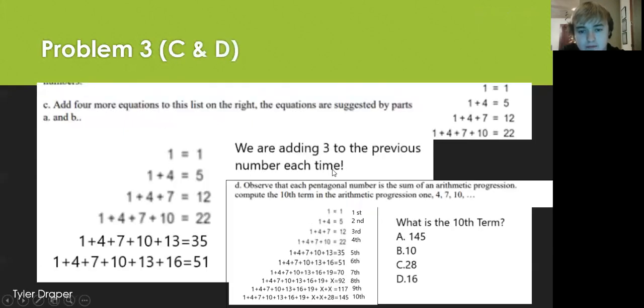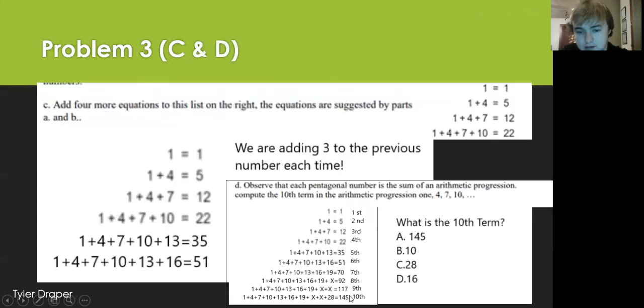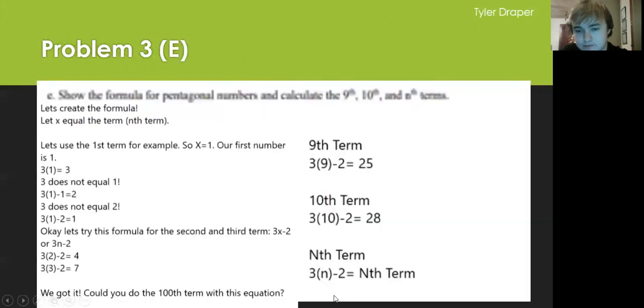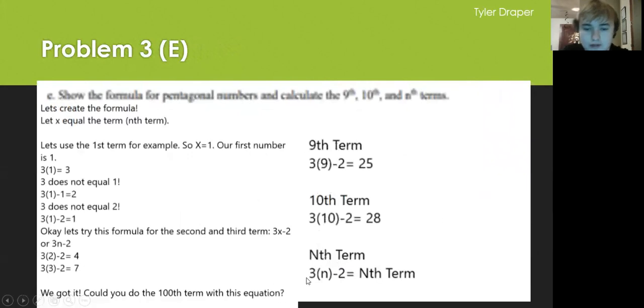Our ninth term, let's go down to the 9 here, should equal, we decided that was 25. So 3 times 9 minus 2 equals 25. Our 10th term should equal 28. And it does, all right. So actually, we see that our 10th term actually equals C, 28, not 145. I misspoke. So our nth term would equal 3n minus 2. Solved our equation. Good job.